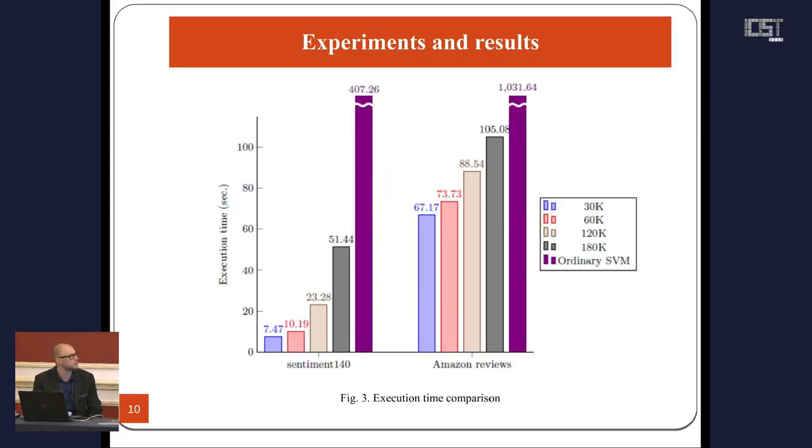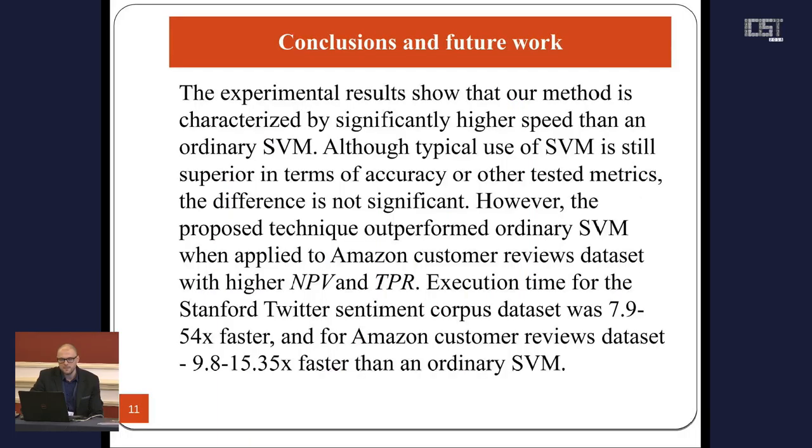In Amazon we get lower results than ordinary SVM, but in the case of speed, our method gets the best results in all experiments. For the sentiment analysis dataset, the ordinary SVM execution time is 407 seconds, and our fastest method is 7.47 seconds. I think that is a significantly big difference. For the Amazon dataset, the execution time is about 20 minutes for ordinary SVM, and for our fastest one it is 67.17 seconds.